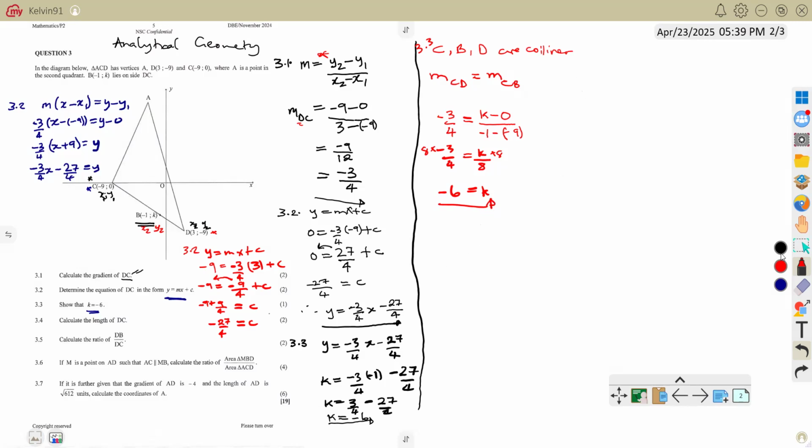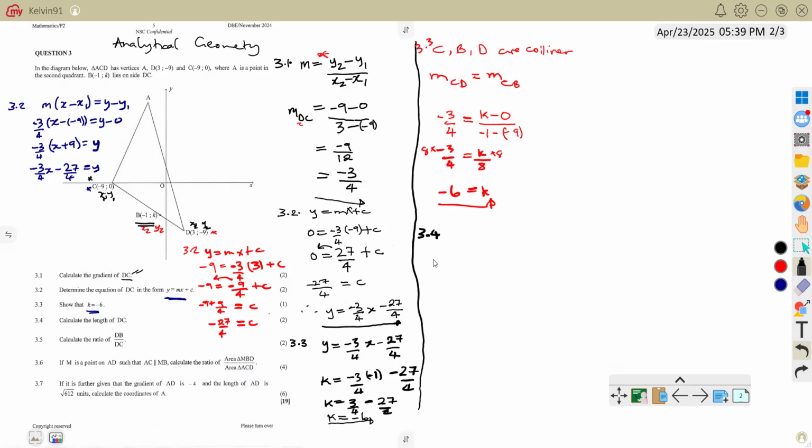Then let's go to the next question. Calculate the length of DC. You are required to calculate the length of DC. That is question 3.4.